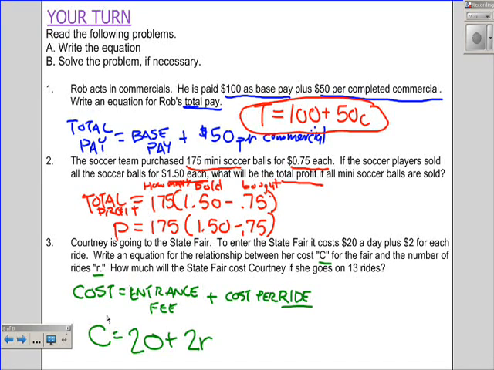It also asks how much the state fair will cost if she goes on 13 rides. We would just plug in a 13 there. 2 times 13 would be 26, plus 20. It's going to cost her a total of $46 for her to go on that many rides. To get into the park and ride 13 rides would be $46.